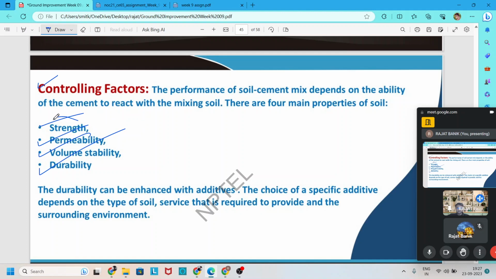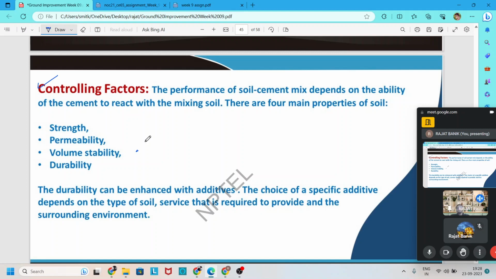We know that if the strength of the soil is very low, then we can use soil cement. If permeability is high, to reduce the permeability, we use soil cement. Then to stabilize the soil regarding volume, or to reduce the compressibility of the soil, we can use soil cement. Also to improve the durability of the soil, we can use soil cement. These are the four governing factors on which the reaction of the cement with the soil depends.